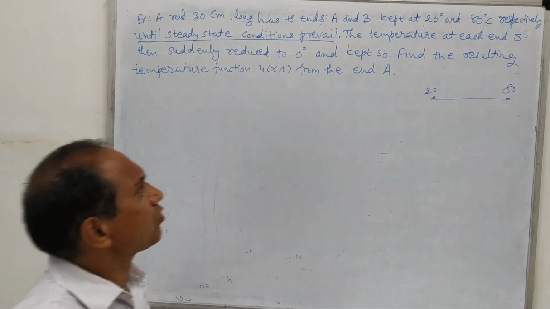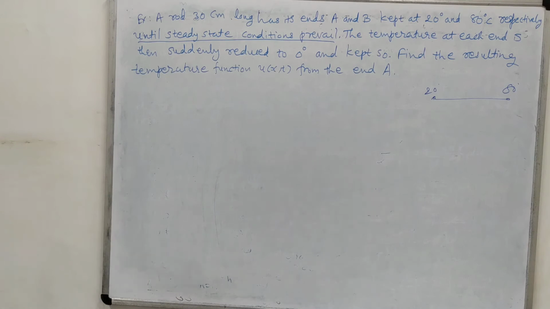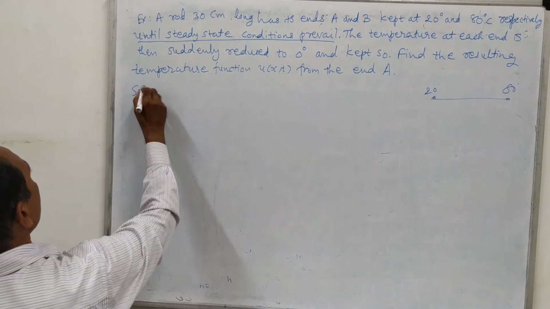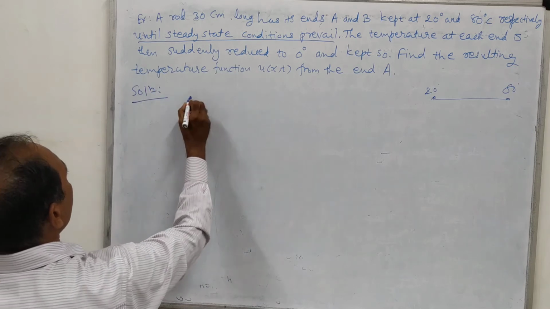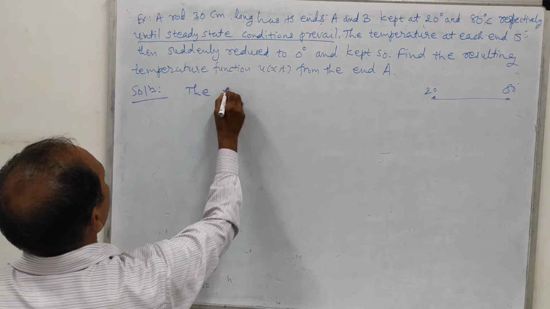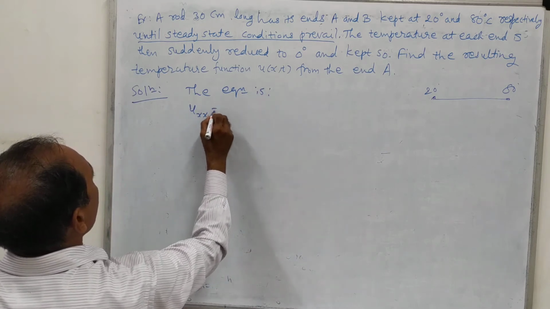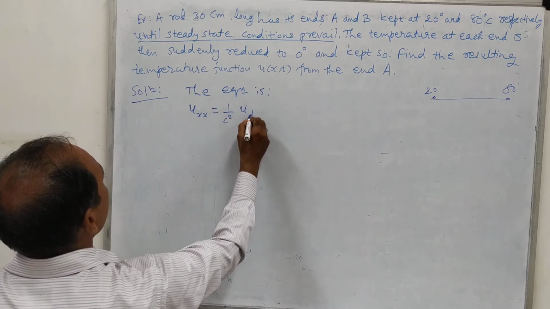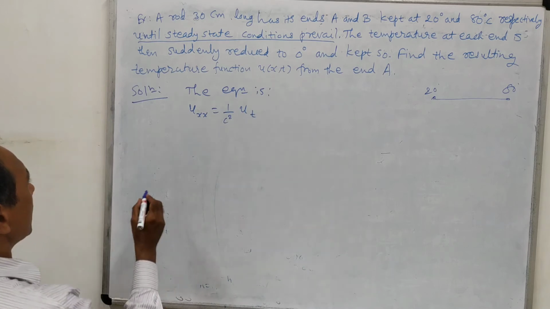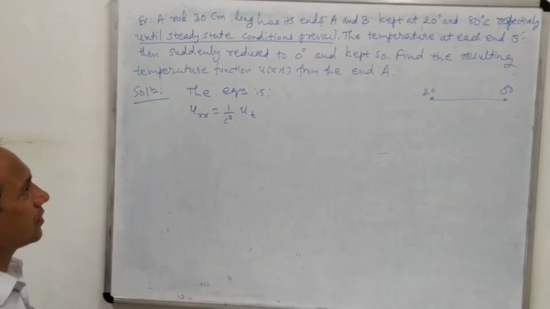This is the common part, because we want to find the solution of the heat equation. So here the heat equation is uxx equal to 1 upon c square ut. Then we will require three conditions.